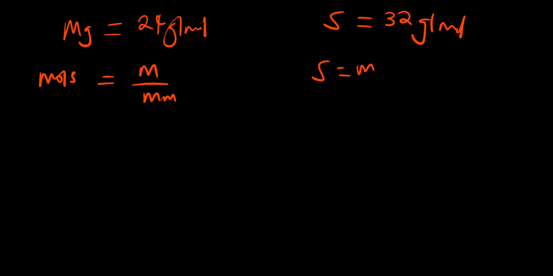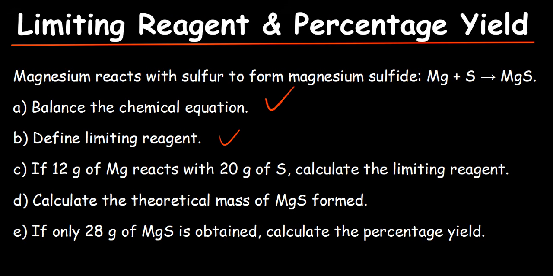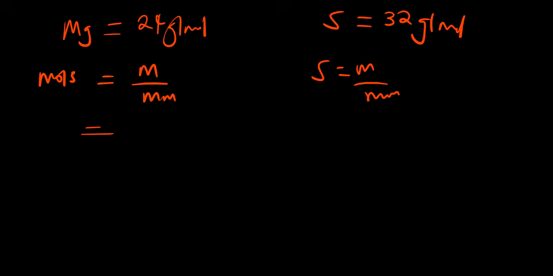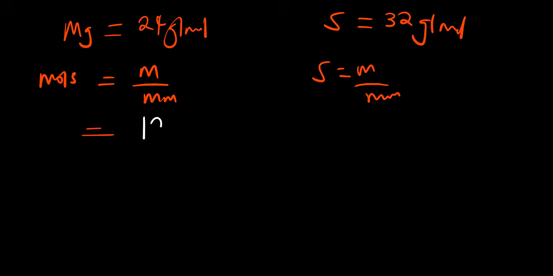What have we been given for magnesium as the mass? We've been given 12 grams. So 12 grams divided by the molar mass, which is 24 grams per mole. The grams and the grams are going to cancel. 12 divided by 24 will give us 0.5 moles.